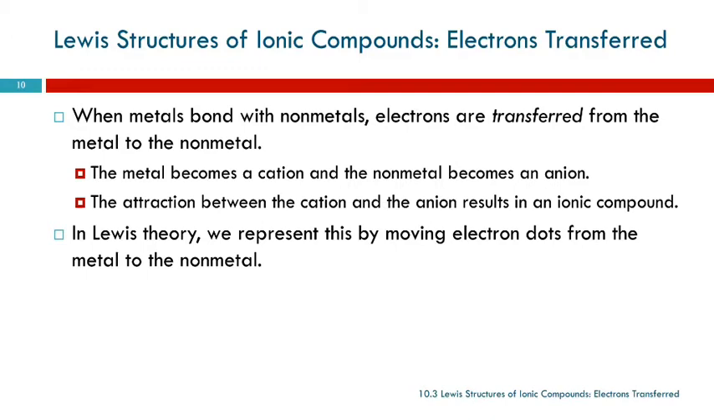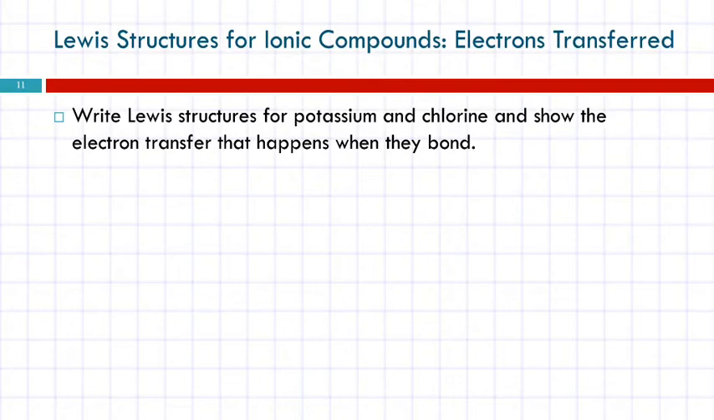So in Lewis theory, we represent this process by moving electron dots from one atom to another, from the metal to the nonmetal. So let's look at potassium and chlorine and show what happens when they form a bond. So we need electron dot structures for these guys. So here's potassium. How many valence electrons? One. And chlorine. How many does chlorine have? 7. 1, 2, 3, 4, 5, 6, 7.